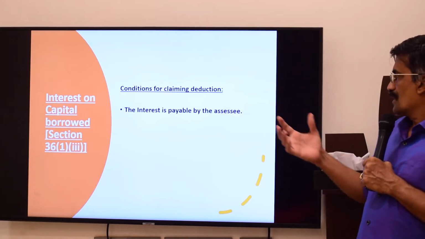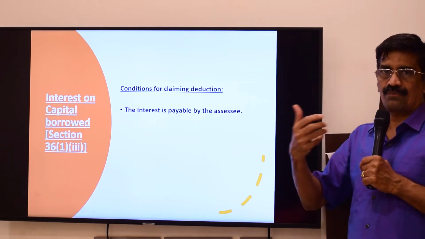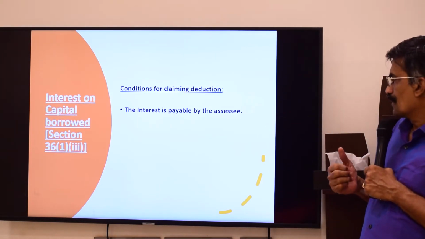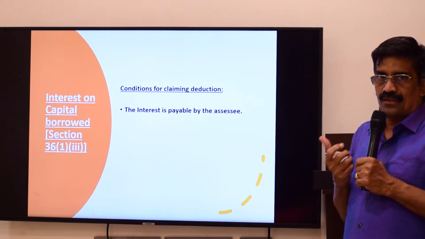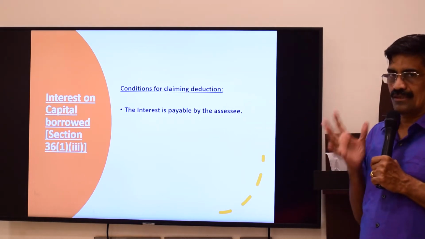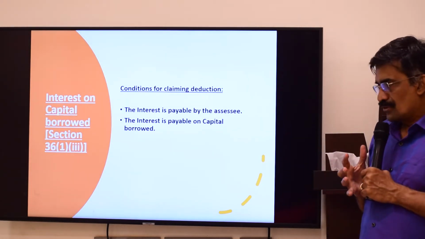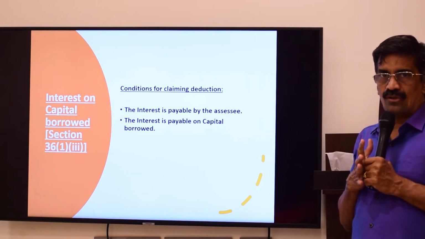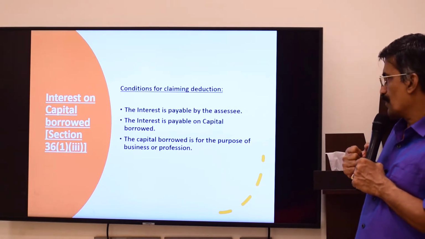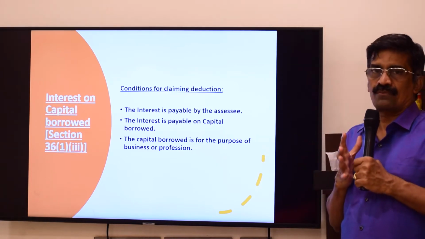Now as far as house property is concerned, you should take the loan for the purpose of purchase, construction or repairs and renewals of the property. So when it comes to computation of business income, when you can claim reduction under 36(1)(3), the first condition is that the interest is payable by the assessee, obviously, otherwise the question of applying the section does not arise. The second condition, the interest must be on capital borrowed, and third is the most important one, the capital borrowed is for the purpose of business or profession.